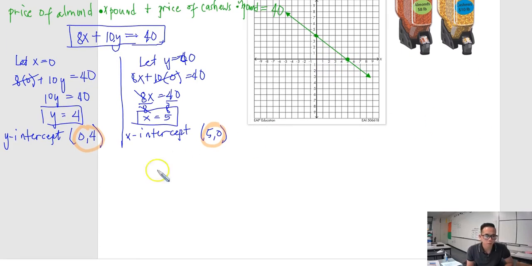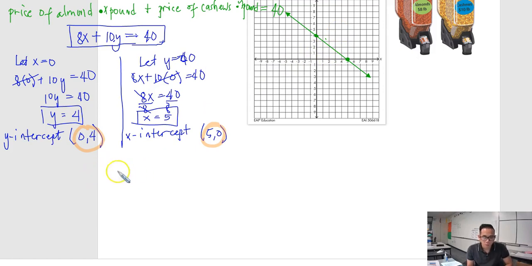So if we are going to interpret, Tamira can use the graph of the equation to help her determine the amount of almond and cashews to buy. Each point on the line represents a combination of the almonds and cashew that cost a total of $40. Tamira can buy 2 pounds of almond and 2.4 pounds of cashew, or 2.5 pounds of almond and 2 pounds of cashew for $40. You can just look into those points in between. That is how we interpret that.